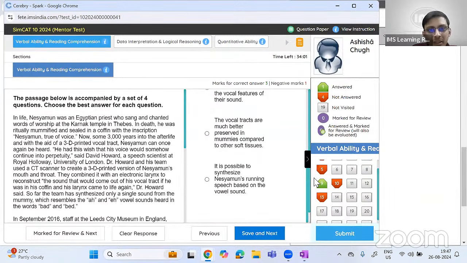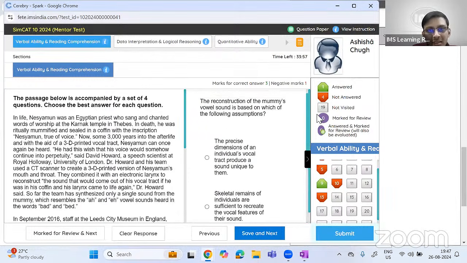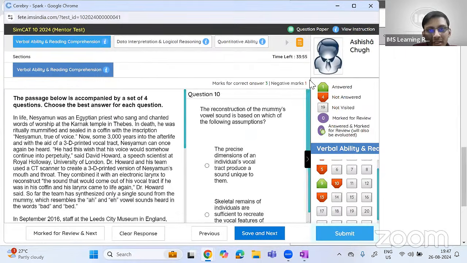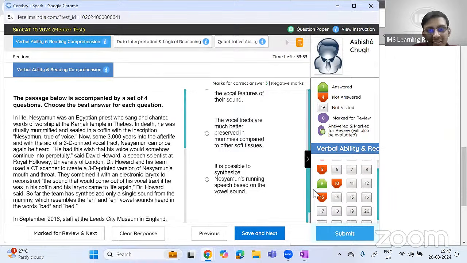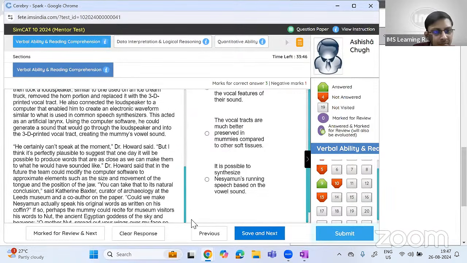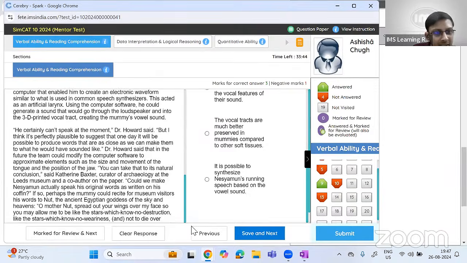Vocal tracts are much better preserved in mummies compared to other soft tissues. No, I don't think this is the one. It is possible to synthesize running speech based on vowel sound. One second. I think we had something here.